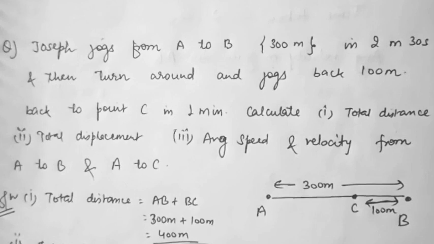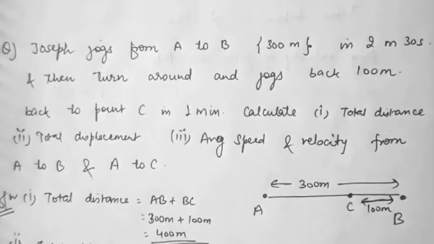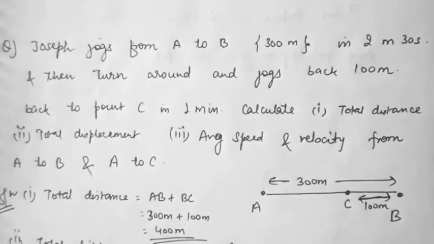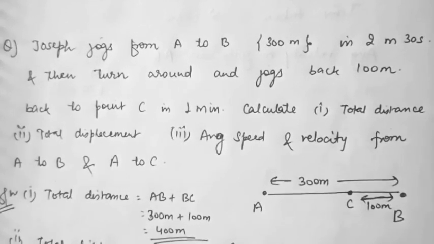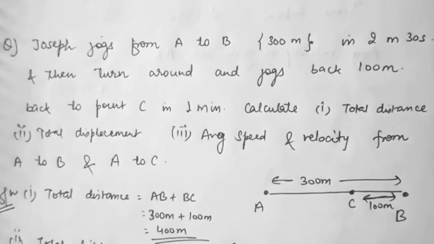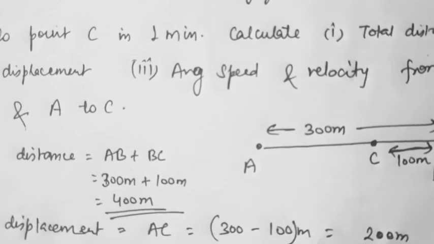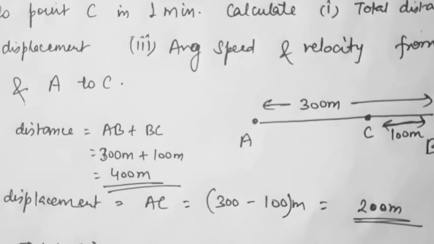Let us take an example by a question. Joseph jogs from A to B, and the distance between A and B is 300 meter, in 2 minutes and 30 seconds, and then turns around and jogs 100 meter back to point C in 1 minute. Calculate the total distance, total displacement, average speed and velocity in A to B and motion from A to C. So we can draw the figure like this. From A to B the distance is 300 meter and from B to C it is 100 meter.